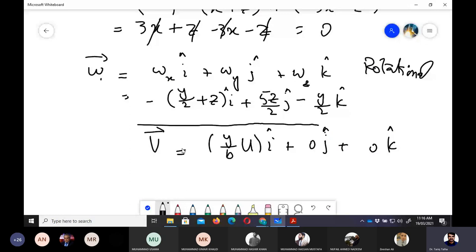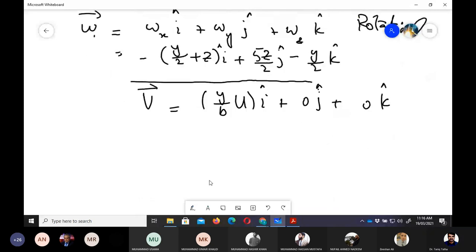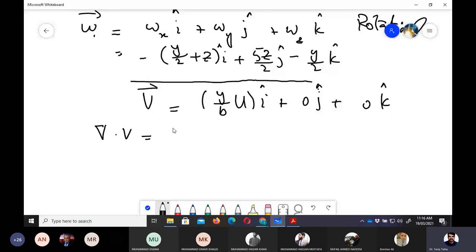So now we need to find the volumetric dilation rate here. For this, first of all, volumetric dilation rate would be partial u by partial x plus partial v by partial y plus partial w by partial z. We know that v and w are already zero, so no need to calculate those gradients. Partial u by partial x is also equal to zero, because there is no x term in the u velocity, which is y upon b into capital U. So volumetric dilation rate is equal to zero.